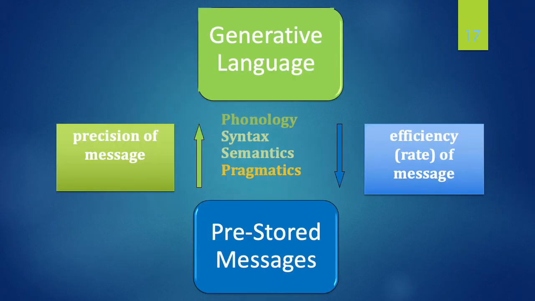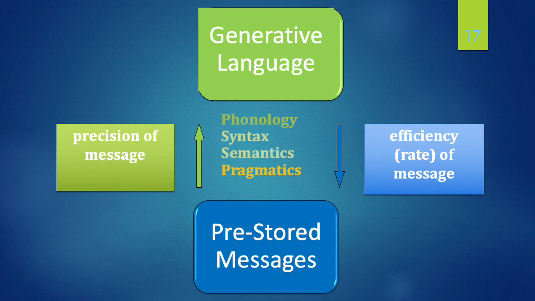When we're considering the use of generative language components or pre-stored messages, there are two basic decision-making factors. One is the precision of the message, and two is the efficiency or the rate of the message. Most of us need a little of both of these things. We need to be able to be precise in certain circumstances, and we need to be fast in others. There are times that your ability to communicate effectively and efficiently is imperative. For example, if you're calling to order your standard pizza, or you're stopping by for a quick chat with someone walking by you in the hallway.